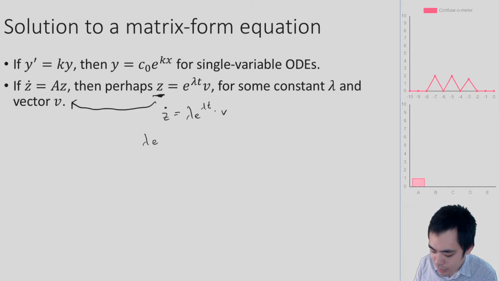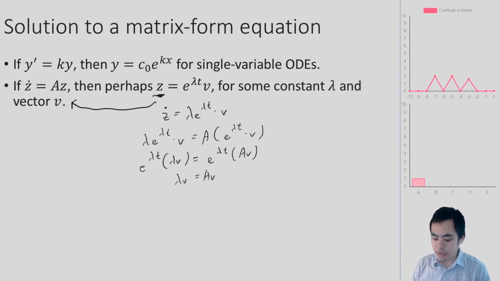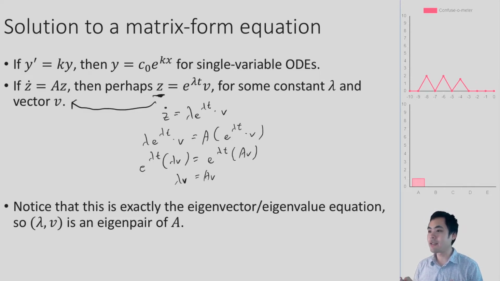So lambda e to the lambda t times v is equal to A times z, which is e to the lambda t times v. If we rearrange this a little bit, we have e to the lambda t times lambda v is equal to e to the lambda t times Av, which means that lambda v is equal to Av. This should remind you of something, right? That was exactly the equation for eigenvector and eigenvalue problems, where it's some vector that if you multiply it by A is just lambda times that vector. So this is exactly the eigenvector eigenvalue question.